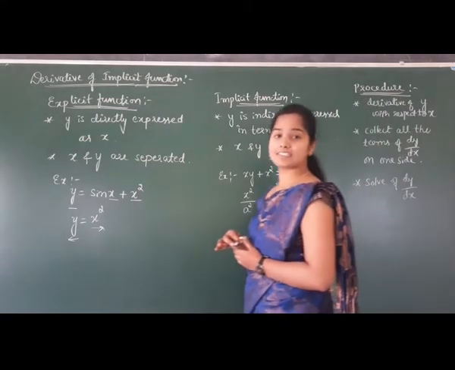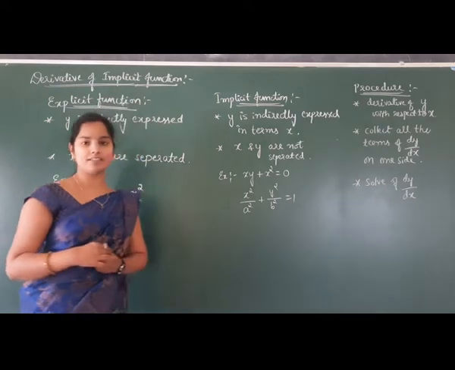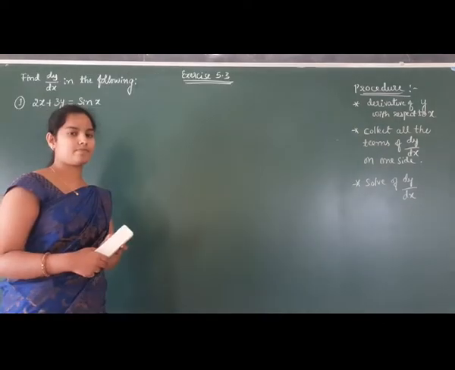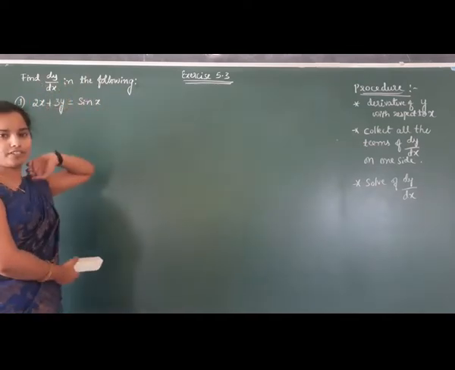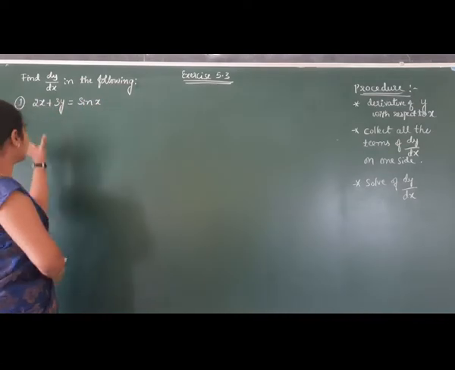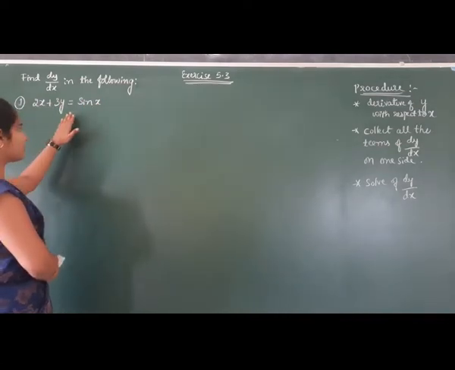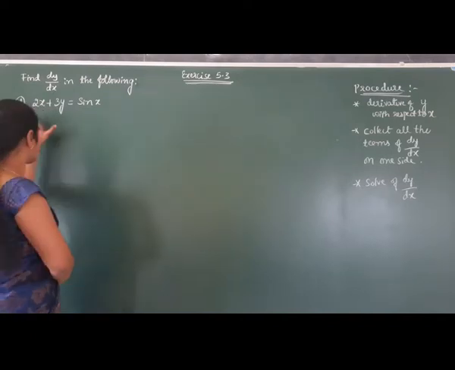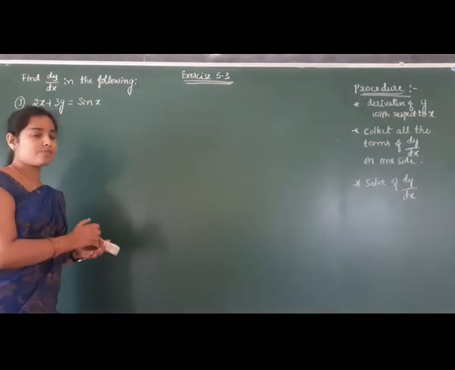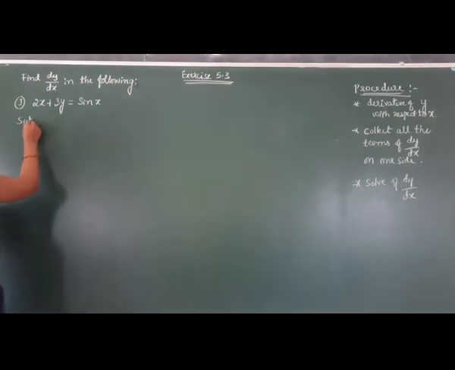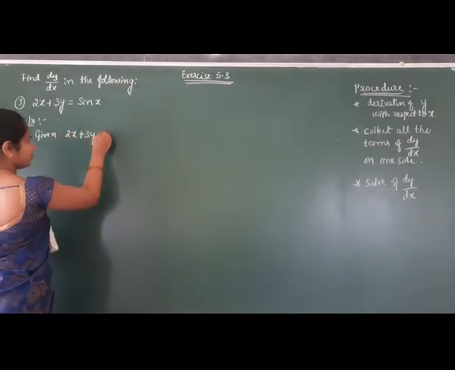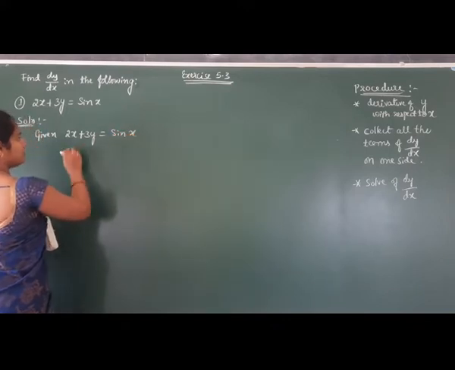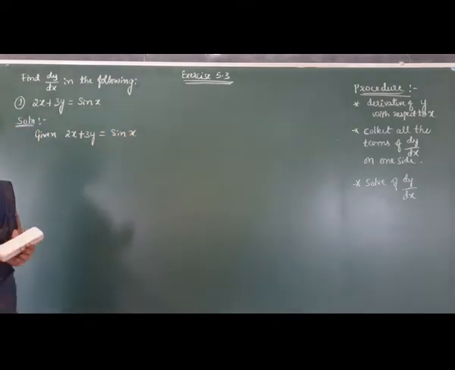Next, for better understanding, I am going to solve some problems in exercise 5.3. So the question is, find dy by dx in the following. In that, the first one: 2x plus 3y is equal to sin x. So here, first I will consider the given function, that is 2x plus 3y is equal to sin x.